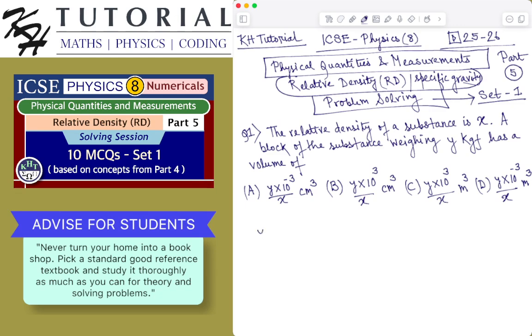So Y kgf implies the mass of the block is Y kilogram. This is the definition of kgf. Kgf is a gravitational unit of force, and weight of a substance is nothing but the gravitational force acting on that body. So a body having a mass of Y kilogram, the gravitational force on that body will be, in the gravitational unit, Y kgf. Okay, so we know the mass of the block is Y kilogram.